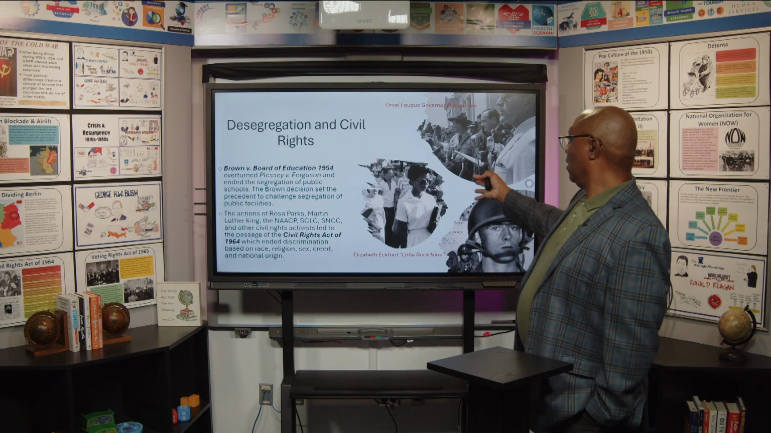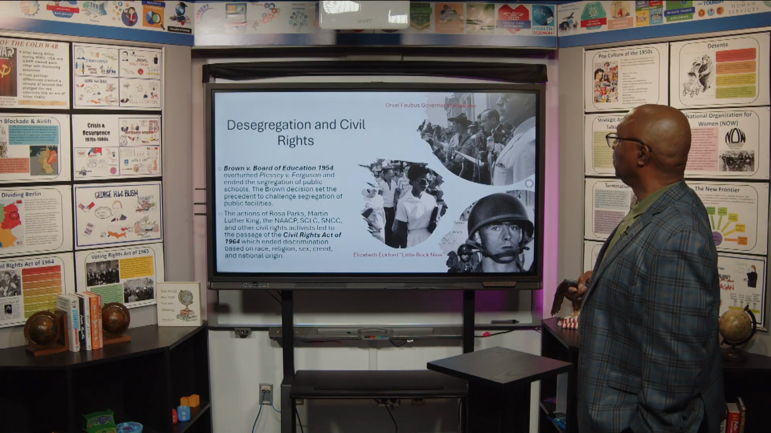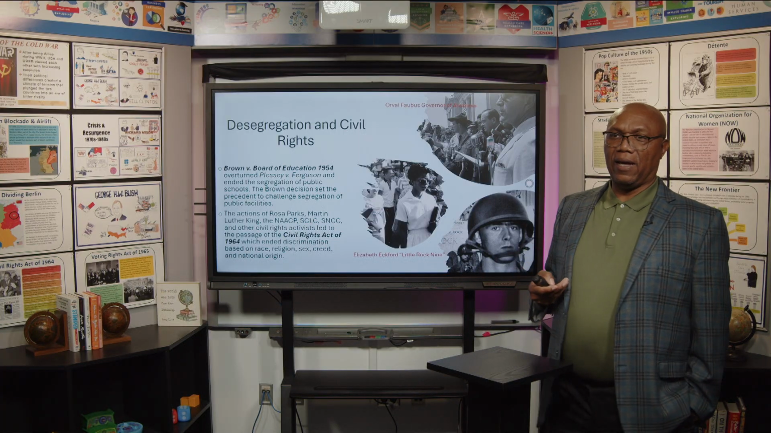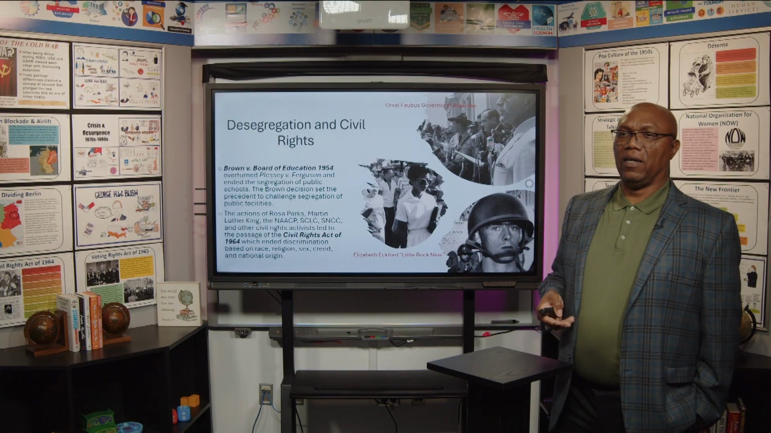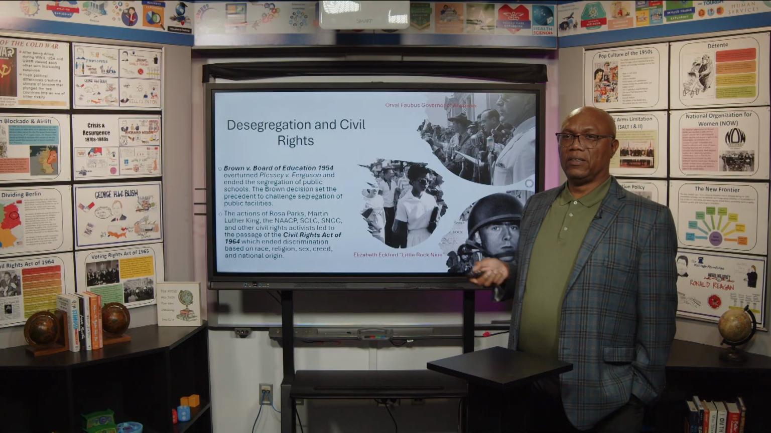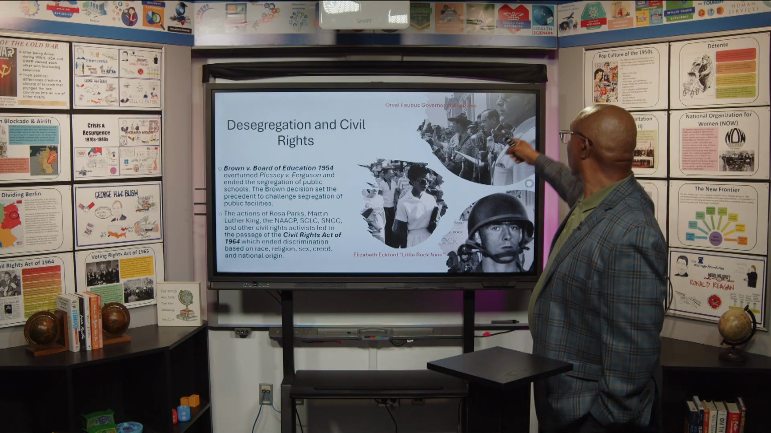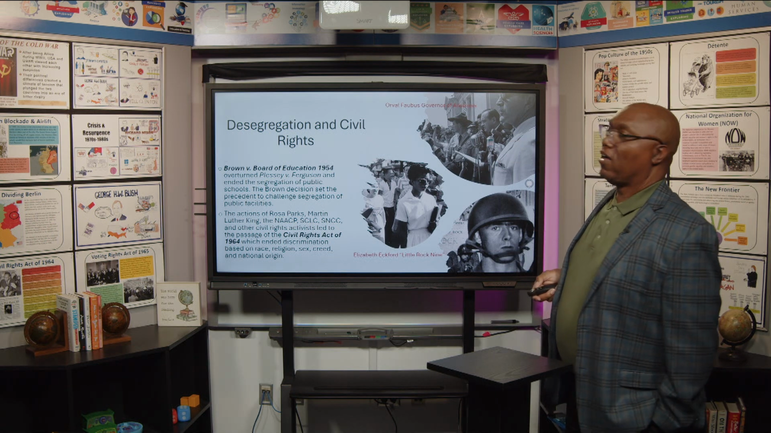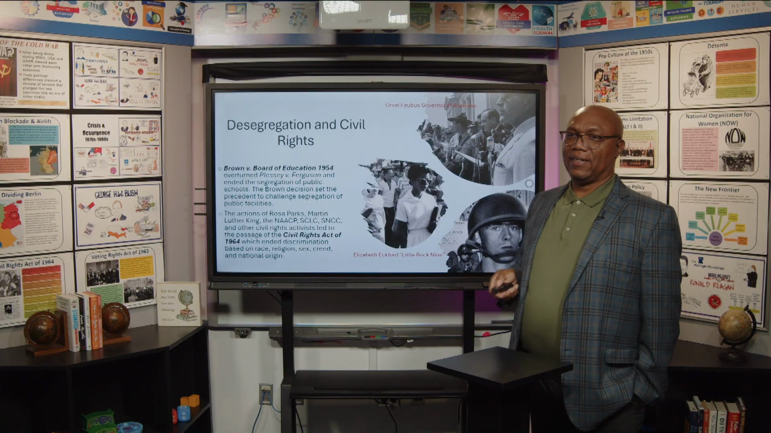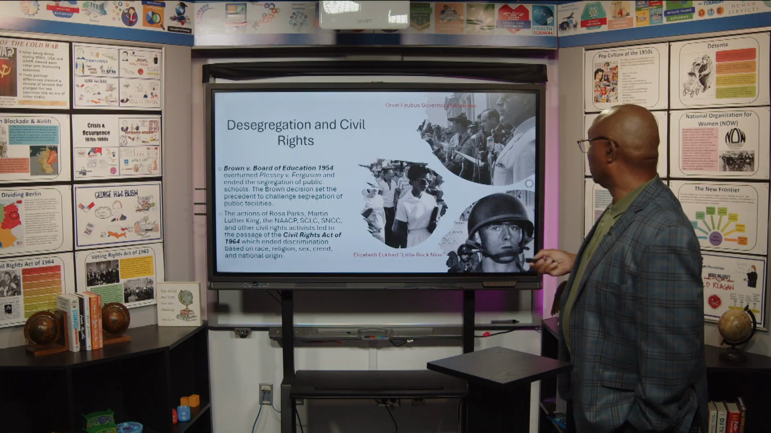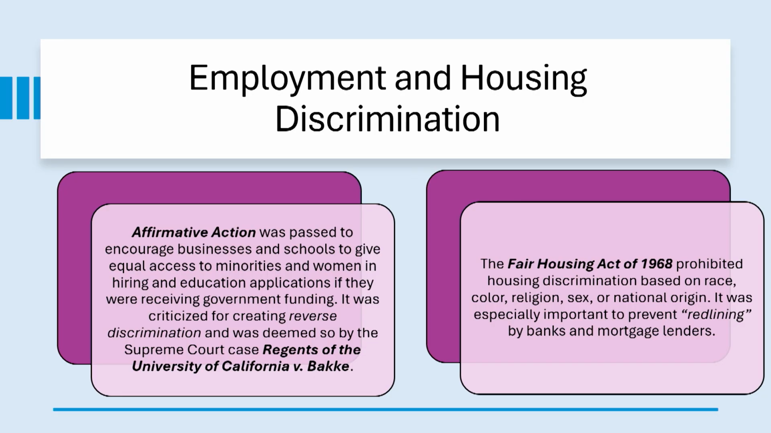Here you see Elizabeth Eckford of the Little Rock Nine. She was one of the 9 African American students that were responsible for desegregating Central High School in Little Rock, Arkansas. And you see on the right, the governor of Arkansas, Orval Faubus, who is protesting and denying them access to Little Rock Central High School.